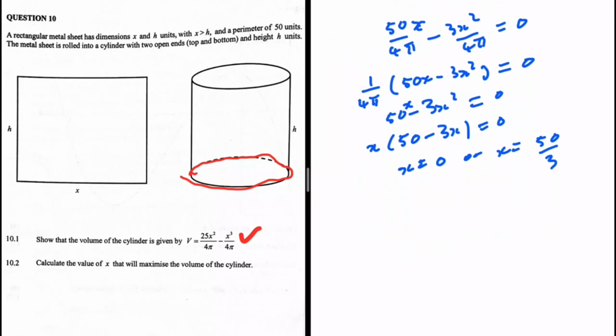Right. So when we substitute 0 into v, we get 0. And then when we substitute 50 over 3, what do we get? So our answer here, 50 over 3.